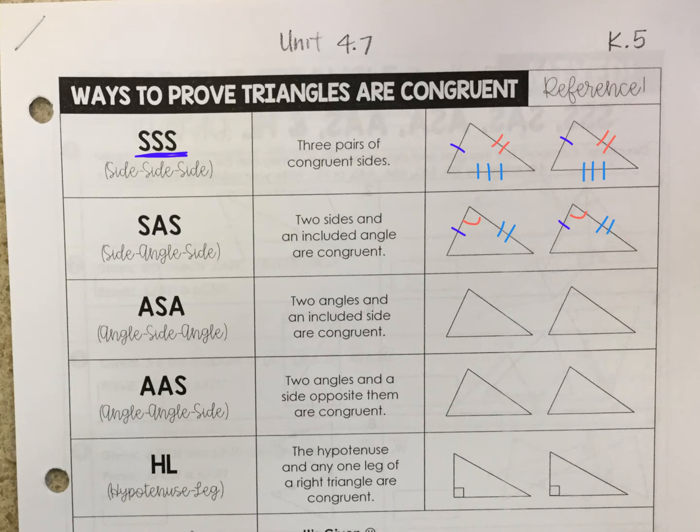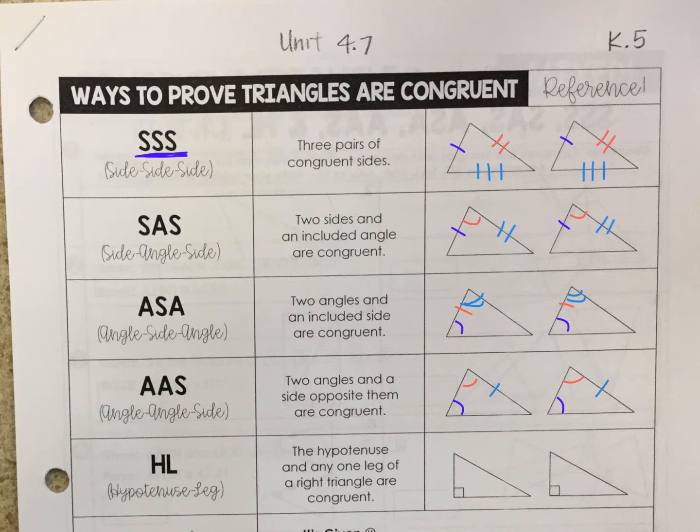For an angle side angle, I'm going to mark an angle, I'm going to mark a side, and I'm going to mark another angle. Do you see it's the opposite of the one above it? It was SAS, and this is ASA, because this time the side has to be between the two angles. For an angle angle side, I've got an angle on both of them, I've got another angle on both of them, and I've got a side on both of them.